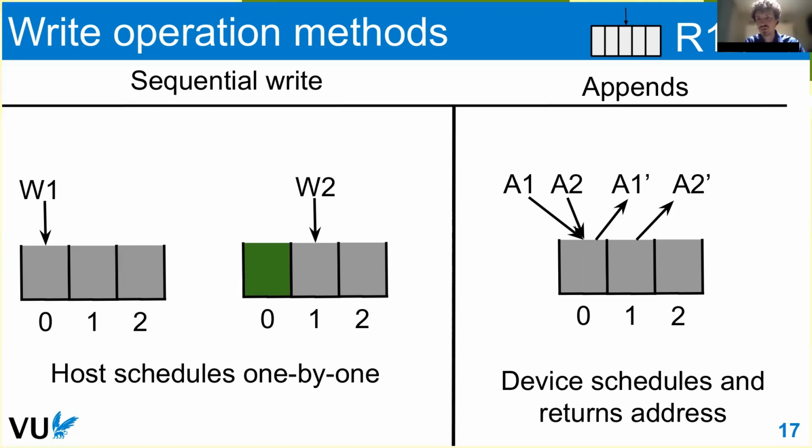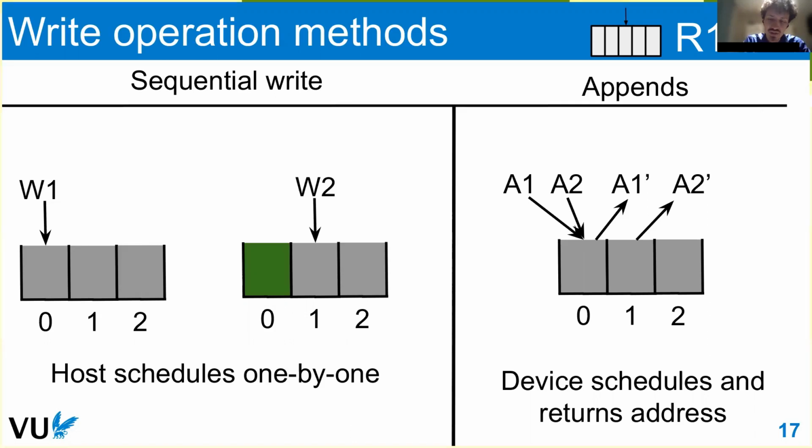Clever people have come up with a new operation known as an append. What an append does is, it's still sequential write, but done on the device. You issue a request to a zone, and the ZNS device itself returns the address on completion. So now it's up to the device itself to ensure sequential writes. But we can issue many to the same zone. But now we need to pick which operation we want to use for our needs.